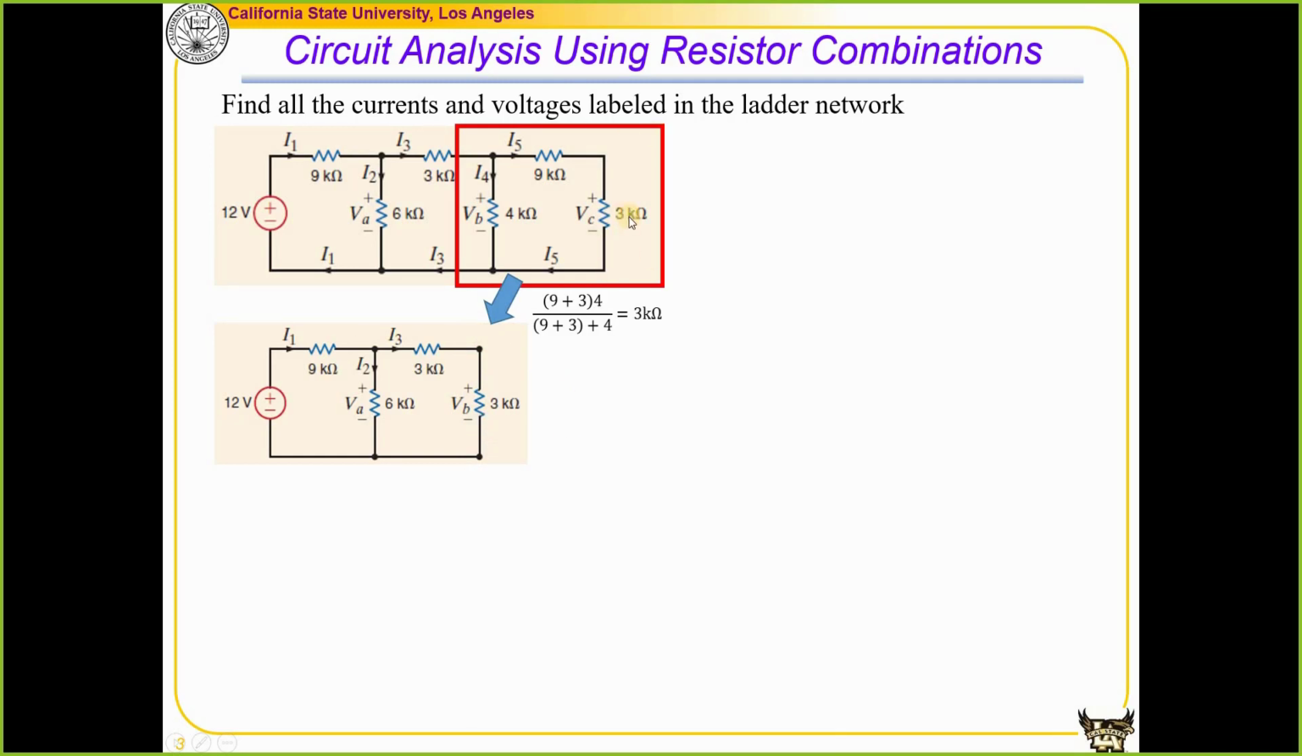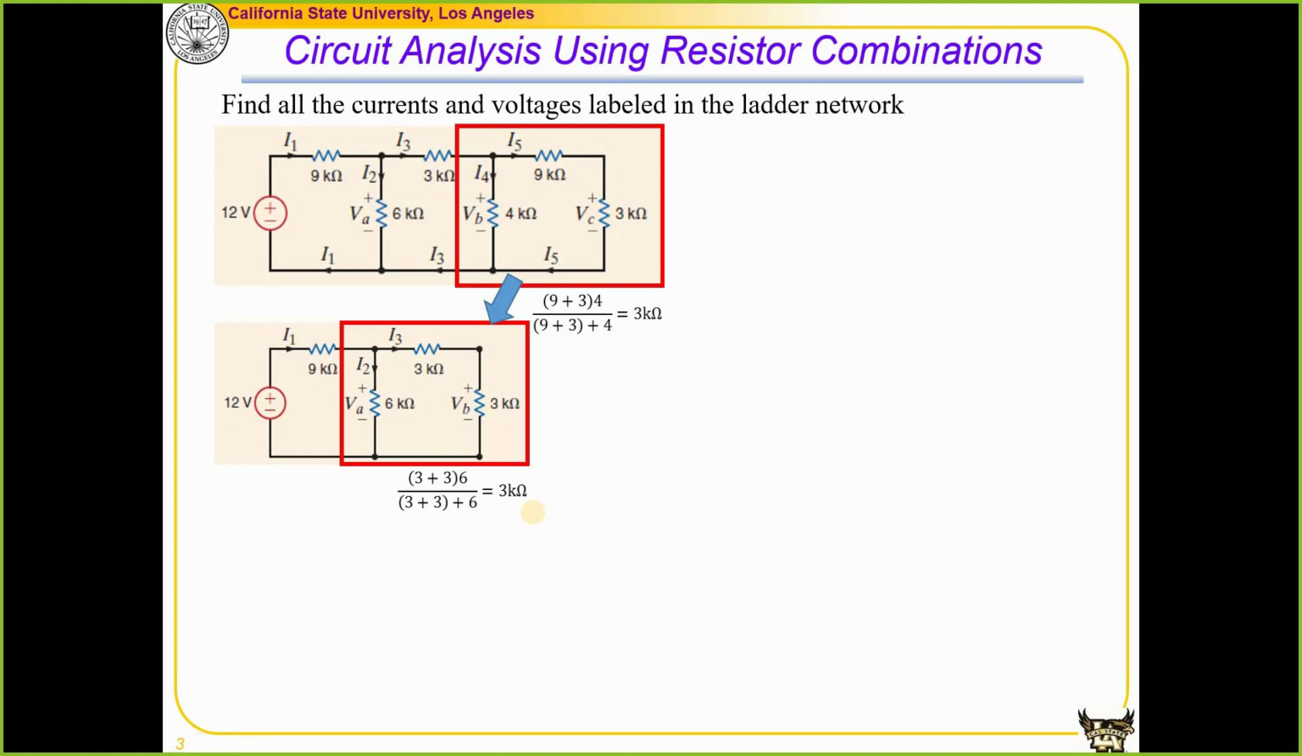So we can do something similar to what we did over there by simplifying this part of the network. We know that this network has a 6K resistor in parallel with another 2 resistors in series. So 6 in parallel with 3 plus 3. That is 3 kilo ohm.